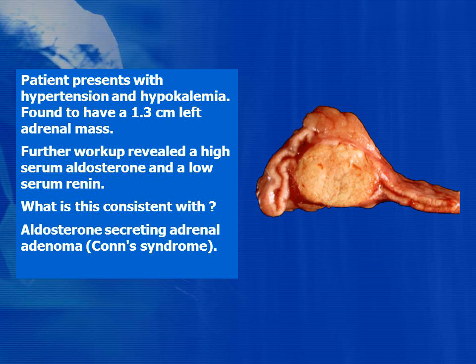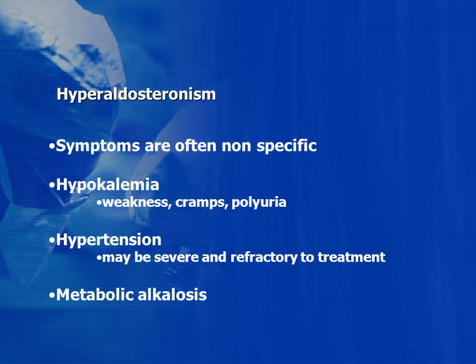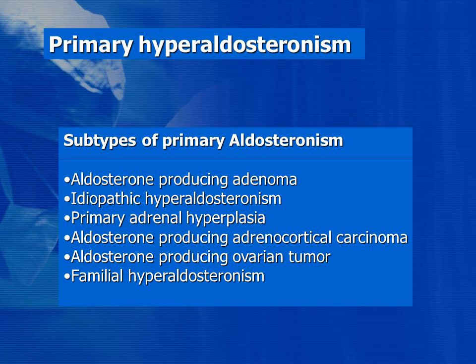What is this consistent with? Aldosterone-secreting adrenal adenoma, Conn syndrome. Hyperaldosteronism. Symptoms are often nonspecific: hypokalemia, weakness, cramps, polyuria. Hypertension may be severe and refractory to treatment. Metabolic alkalosis. Primary hyperaldosteronism.